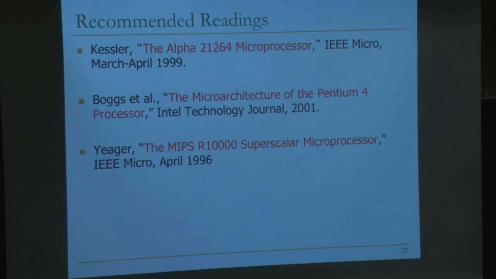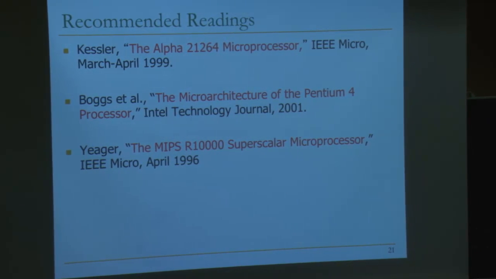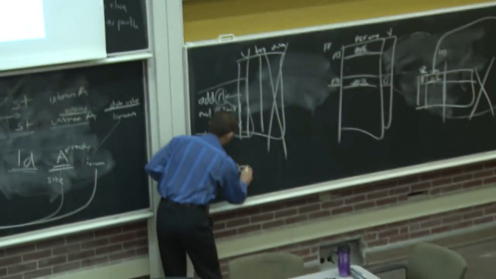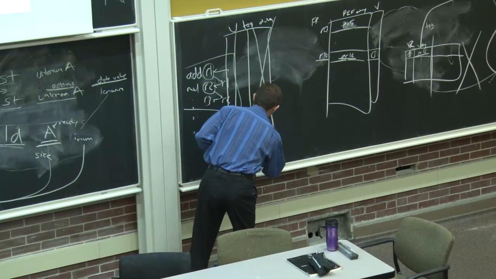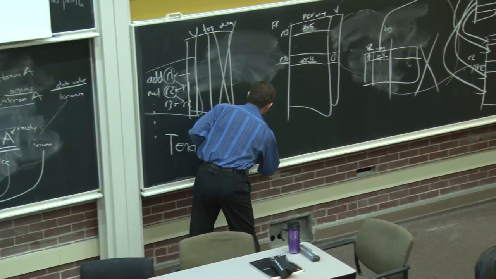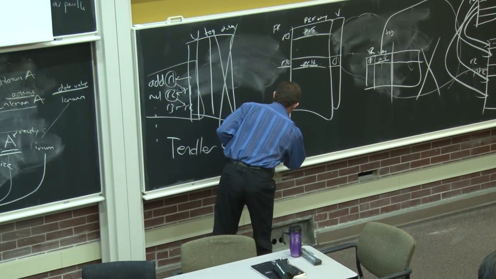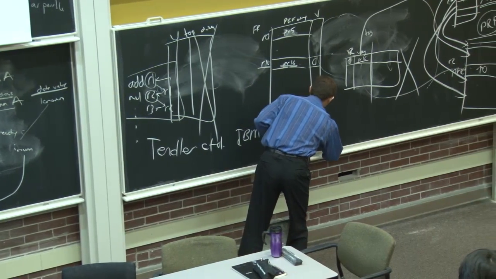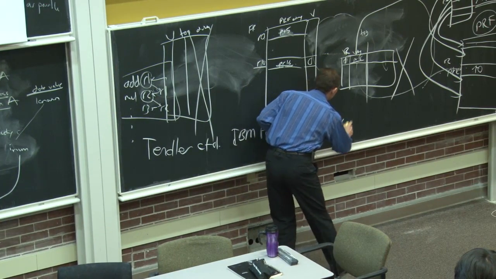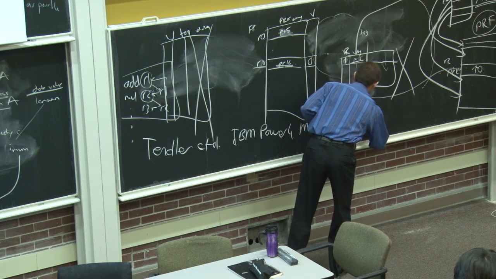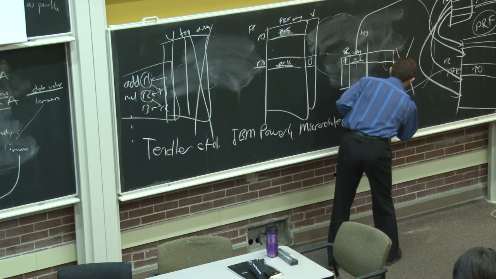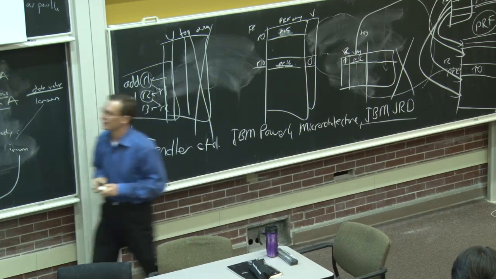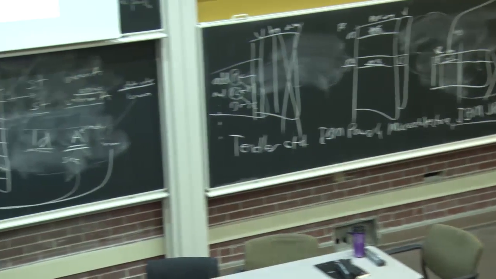Actually, I would probably add to this the IBM Power 4 microarchitecture, which is a nice paper also. It's by Tendler and others. It's called IBM Power 4 microarchitecture, and we should probably update the slide. It's in the IBM Journal of Research and Development. And it is an out-of-order machine also. It's actually a beautiful paper. It describes a lot of the issues we talked about.